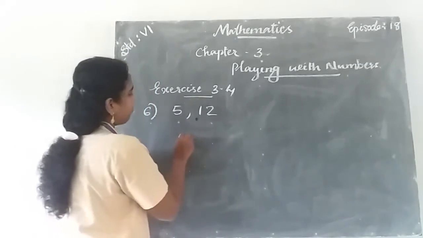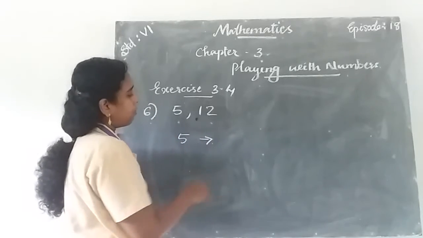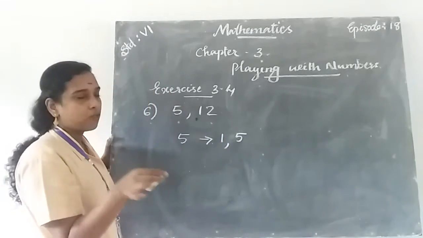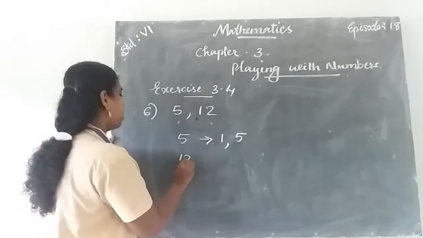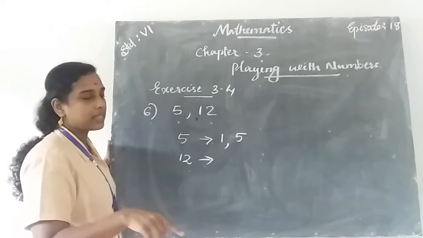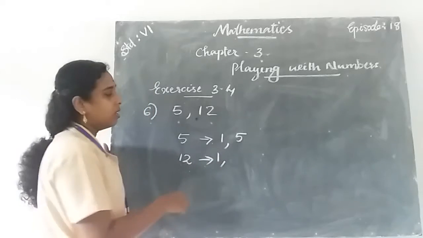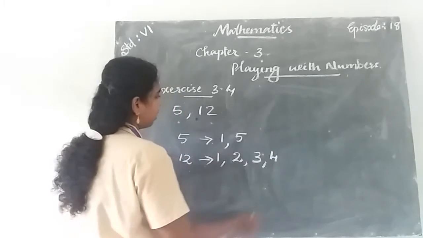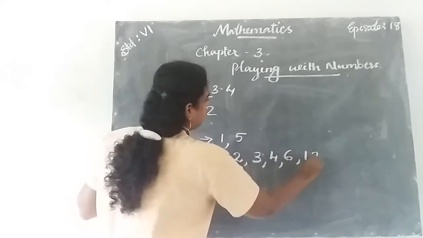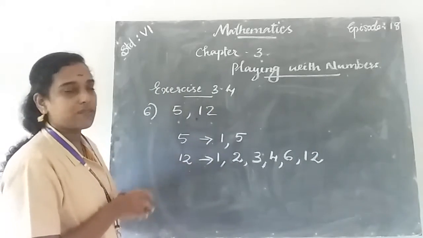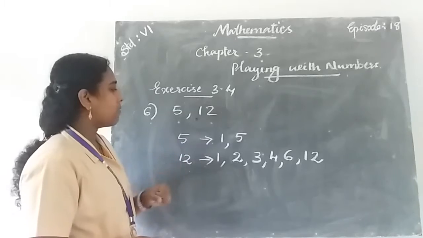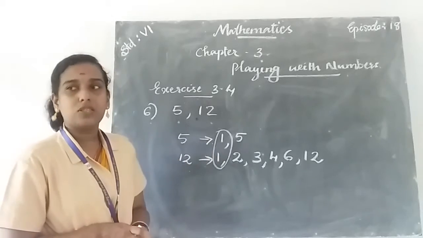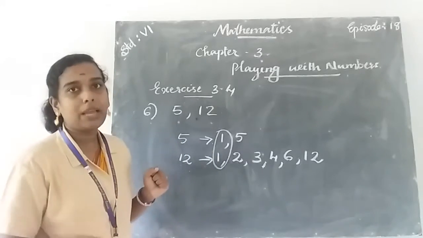Let us see the factors of 5. 5 comes under the table of 1 and the table of 5, so 1 and 5 are the factors of 5. The next number is 12. 12 comes under the table of 1, then it is an even number so it comes under the table of 2, then the tables of 3, 4, 6 and 12. So these are the factors of 12. The only common factor of 5 and 12 is 1. Then we can say that 5 and 12 are co-prime numbers.